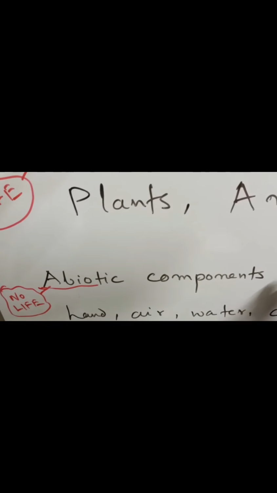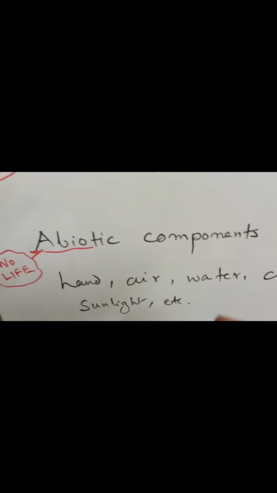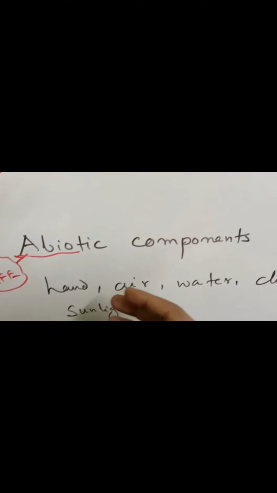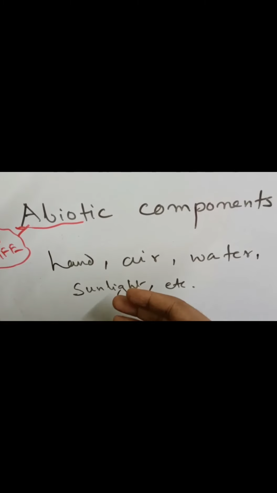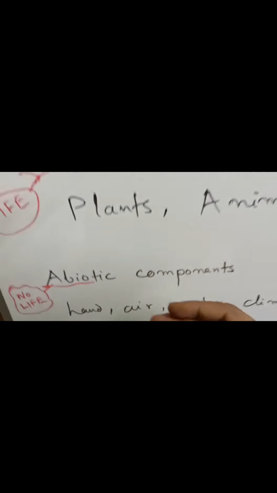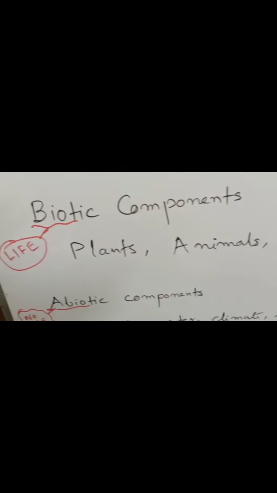Similarly, abiotic components. Now, what does the term abio mean? It means without life or no life. So these are basically the non-living components, and some examples are land, air, water, climate, temperature, sunlight, etc. Okay, so it's very easy.